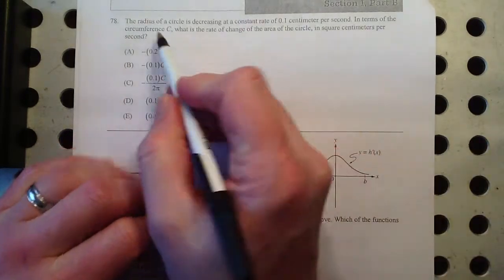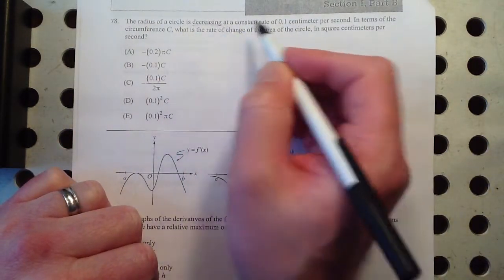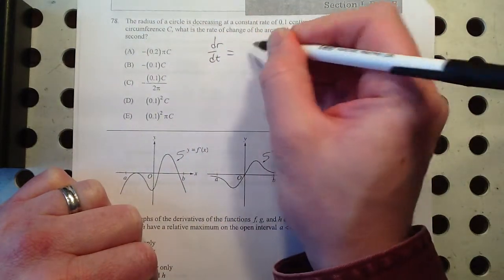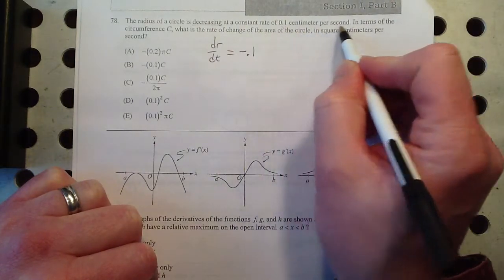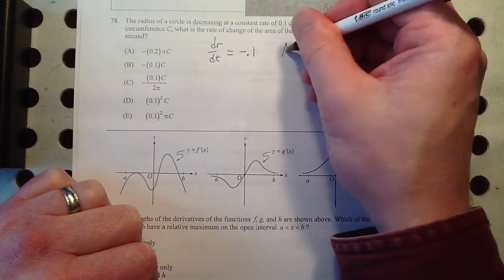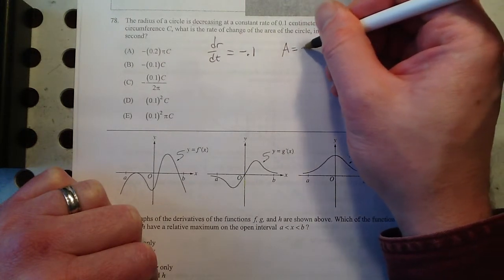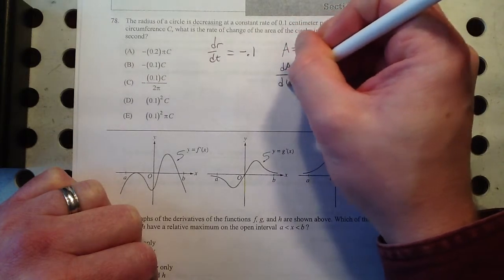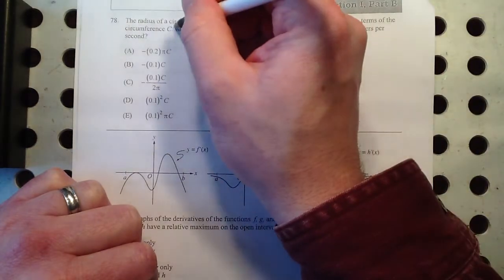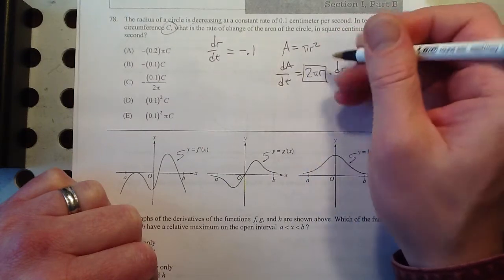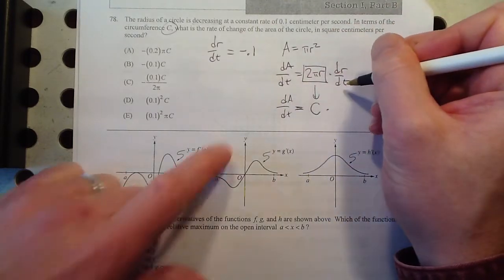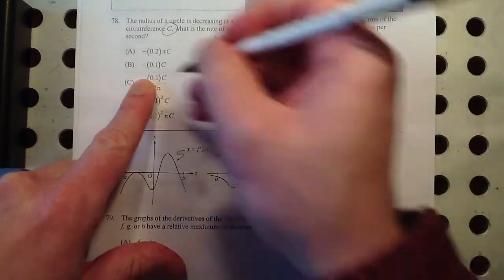Okay, let's see. The radius of a circle is decreasing at a constant rate. That means it's going to be negative, of 0.1. So the radius, that's like dr/dt. The radius is decreasing at a constant rate of -0.1. That's what that's telling me. In terms of the circumference C, what is the rate of change of the area of the circle in square centimeters per second? This is a related rates problem. So area is pi r squared. Taking the derivative, I get dA/dt equals 2 pi r times dr/dt. And they said in terms of the circumference C. So what we have to notice here is that 2 pi r is the circumference C. So dA/dt is equal to the circumference times dr/dt, which is -0.1. And that's answer choice B.